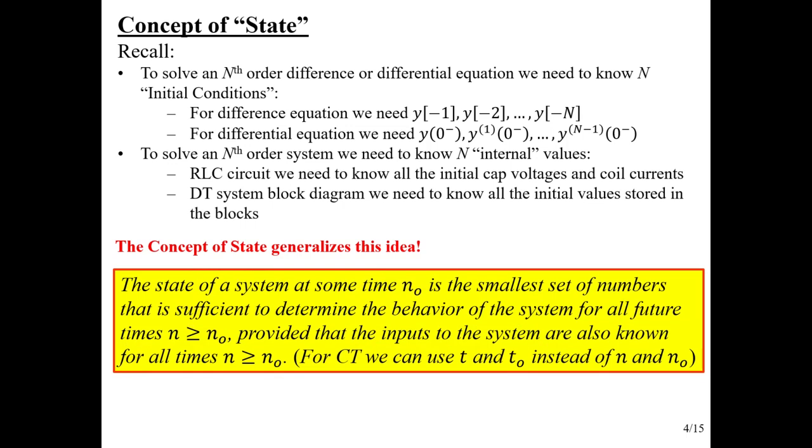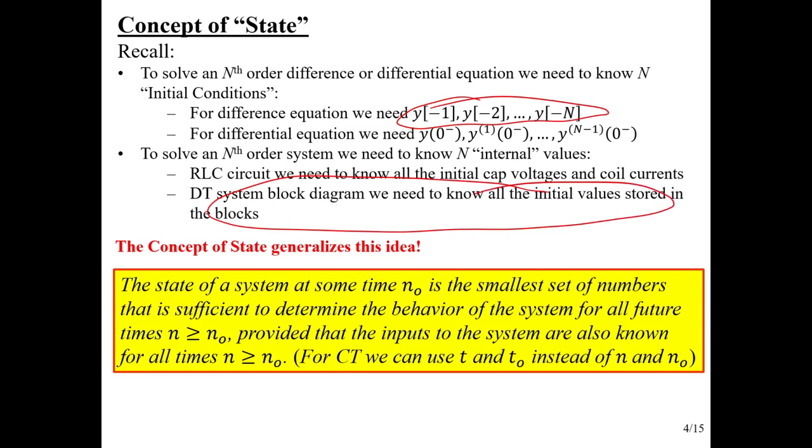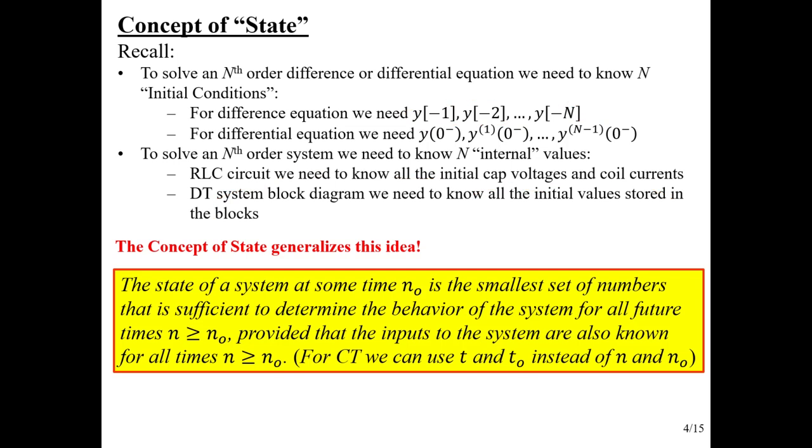That's the idea. Look, that's what these things are, right? The state at time 0 is these. If I know these things at time 0 and the input for all time from 0 into the future, I can find the output. So it doesn't have to be these initial outputs. It doesn't have to be the values initially stored in the blocks of the block diagram. It could be anything that allows us to do that. So that's kind of an ambiguous definition, but it sets the stage.